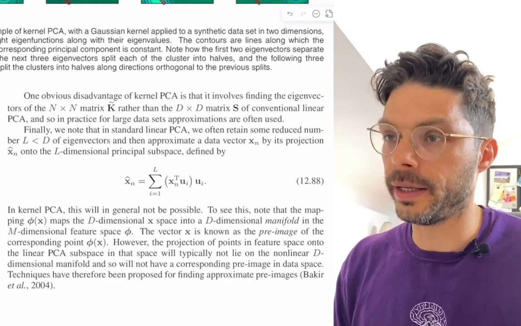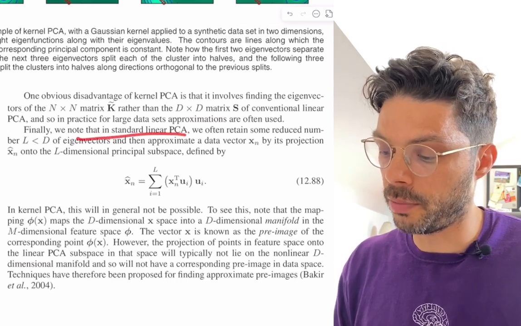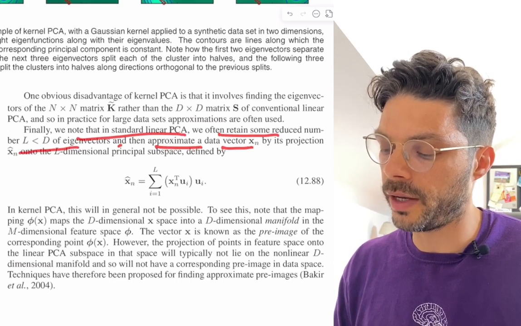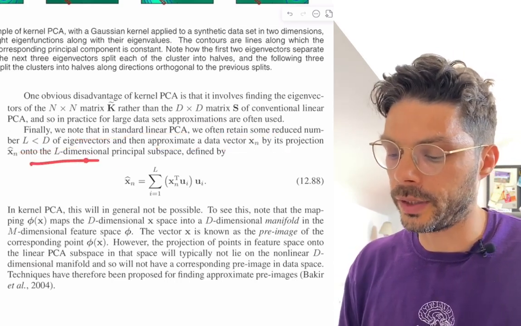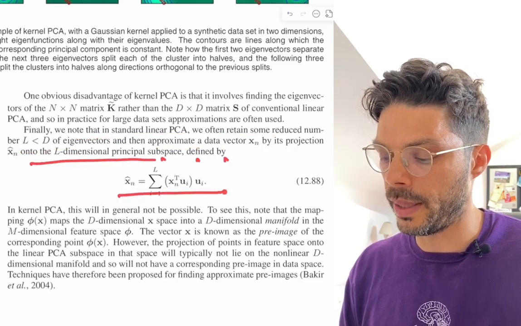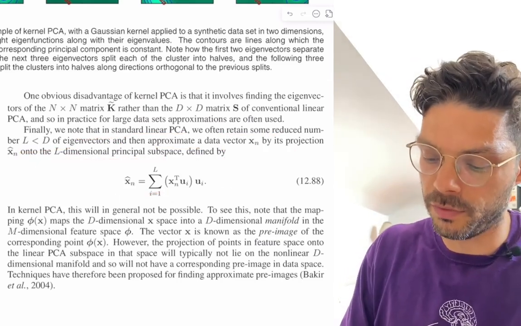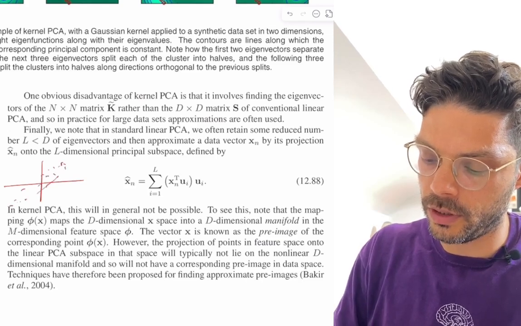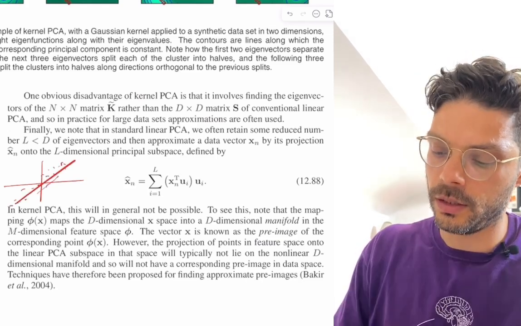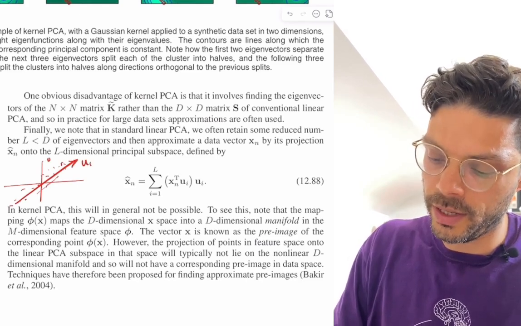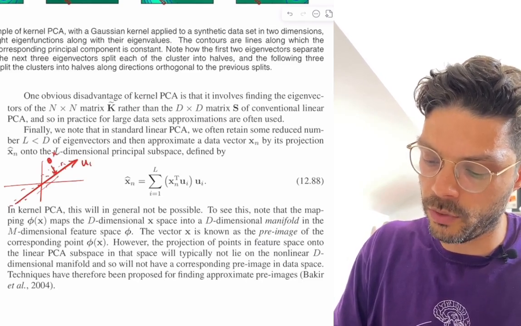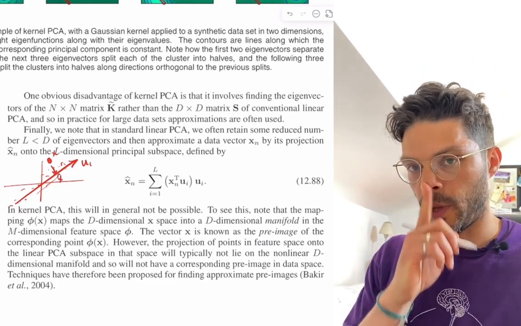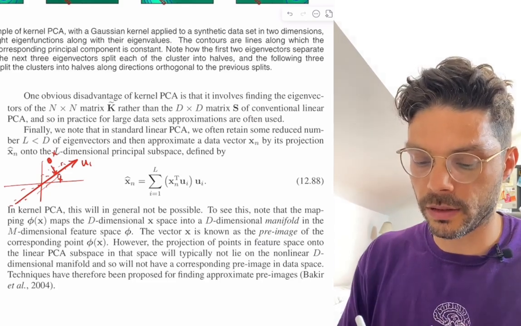Finally, we note that in standard linear PCA, we often retain some reduced number of eigenvectors and then approximate a data vector x_n by its projection onto the L-dimensional principal subspace. Remember we did this before. We had our data lying like this, and this was the first principal component. We had a data point maybe over here, and we approximated it by its projection onto that direction.